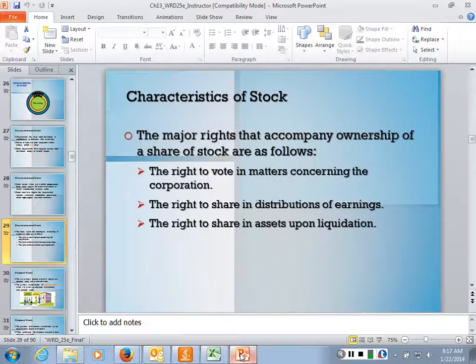If you are a common stockholder, here are three things that you have the right to do. You have the right to vote, so you can vote on who is elected to the board of directors. A lot of times that's the one thing you vote for, but you can also vote on how earnings are spent. You have a right to the share of distribution of earnings. What that means is you have the right to receive dividends every year. If the company can pay them, you can receive them. And then the last one is the right to share in assets upon liquidation. Liquidation means if the company is cleaned out or closed out, then you have a right to those shares. And most of the time that's going to be cash.